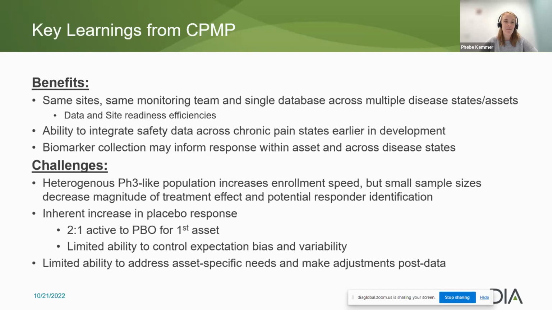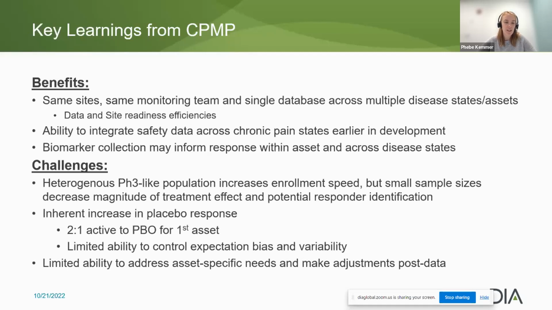Some of the challenges are that we do have a more heterogeneous phase 3-like population, because remember, we want to make this as standardized as possible. So we have perhaps more general inclusion-exclusion criteria than we would have if we were doing standalone studies. This does help increase enrollment speed, but overall, we have fairly small sample sizes for our trials, which could potentially decrease your magnitude of treatment effect.